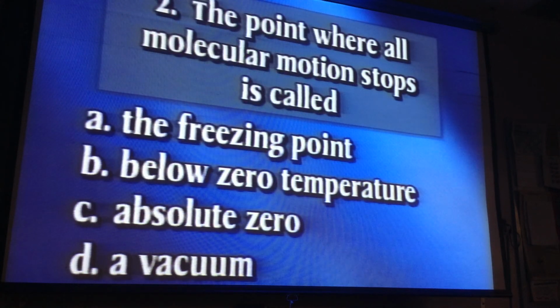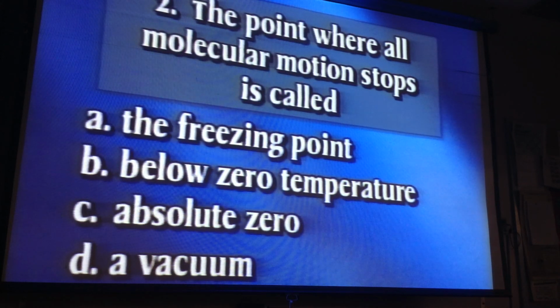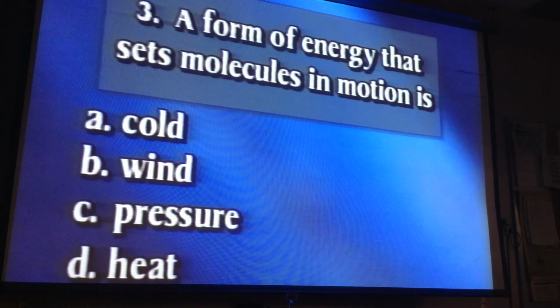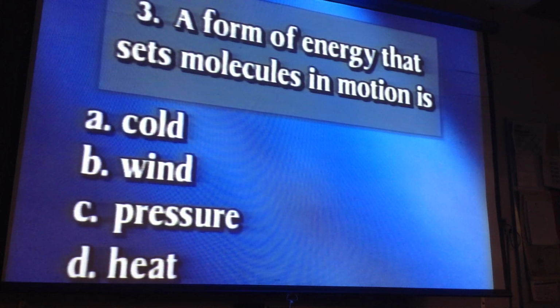The point where all molecular motion stops is called A, the freezing point. B, below zero temperature. C, absolute zero. D, a vacuum. A vacuum? Oh, let's see. A form of energy that sets molecules in motion is A, cold. B, wind. C, pressure. D, heat.